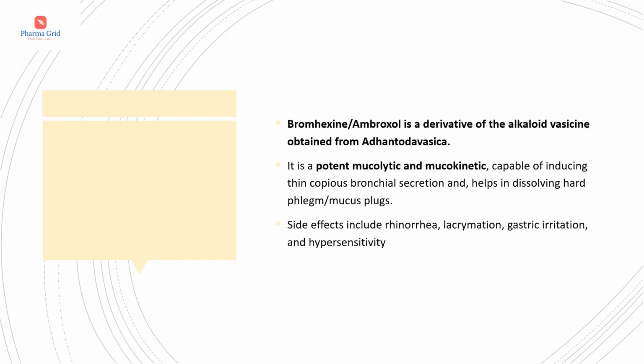Bromhexine or ambroxol is a derivative of the alkaloid vasicine obtained from Adhatoda vasica. It is a potent mucolytic and mucokinetic capable of inducing thin copious bronchial secretion and helps in dissolving hard phlegm or mucus plugs. Side effects include rhinorrhea, lacrimation, gastric irritation and hypersensitivity.